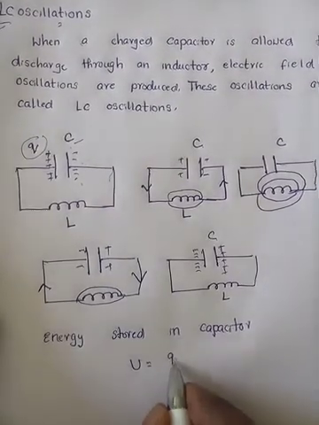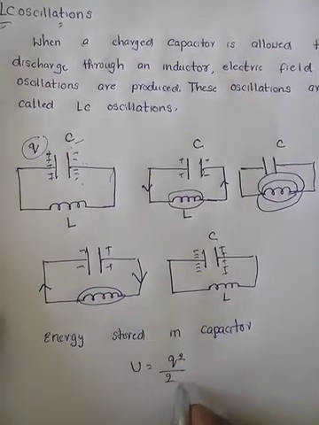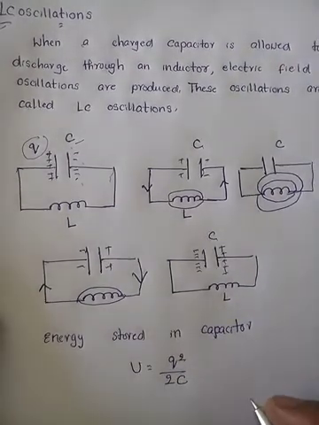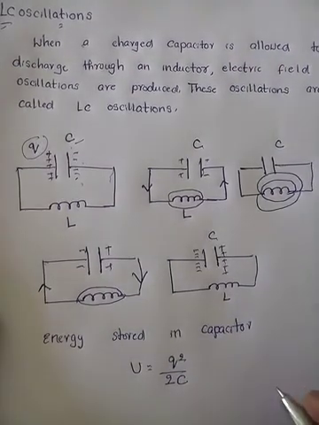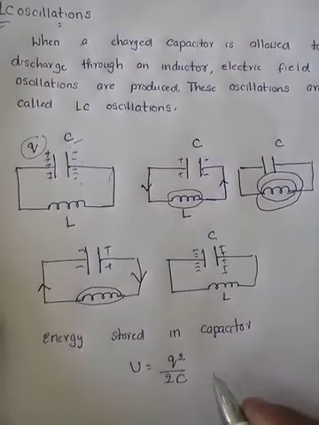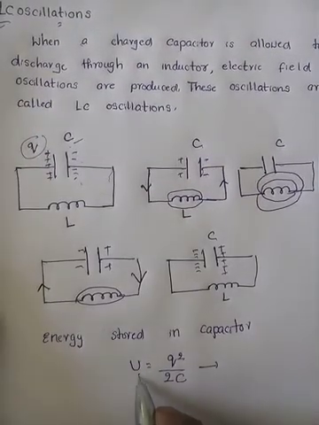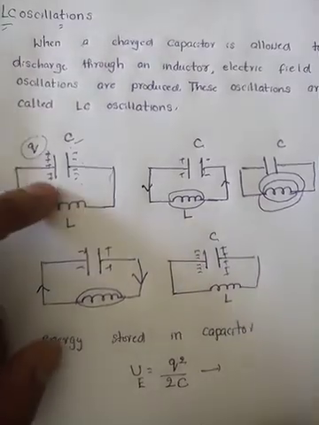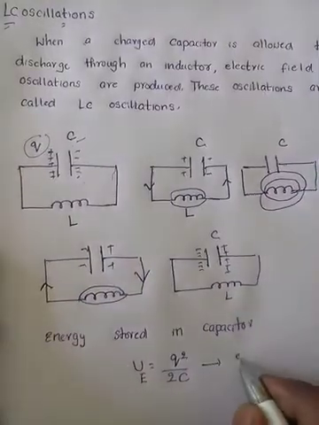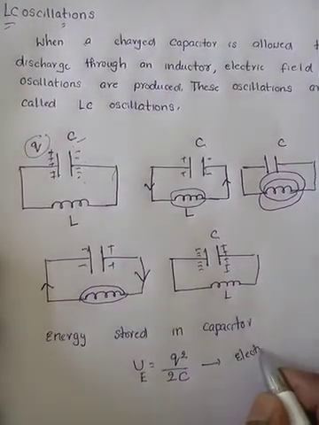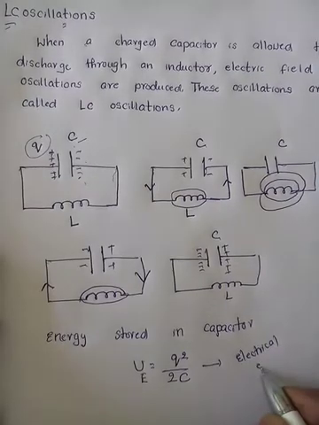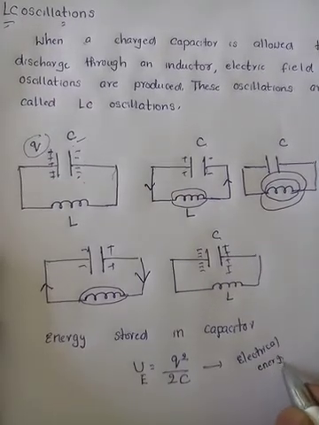What is the energy stored in a capacitor? As we know, it is Q square by 2C, if the charge stored is Q. Now in which form is this energy? Electric field lines between the plates of the capacitor. So this is in the form of electrical energy, means electric lines of force.